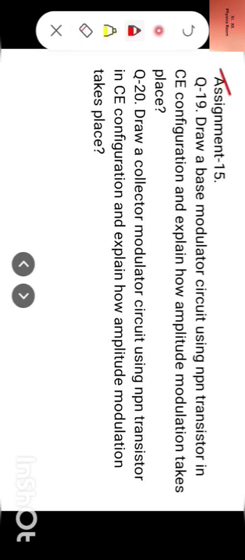Assignment 15 continued. Question number 19. Draw a base modulator circuit using NPN transistor in common emitter configuration and explain how amplitude modulation takes place. Question number 20. Draw a collector modulator circuit using NPN transistor in common emitter configuration and explain how amplitude modulation takes place.